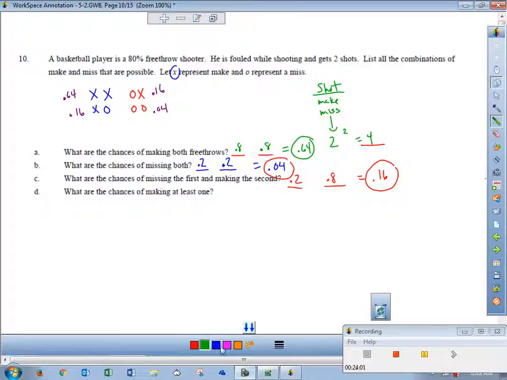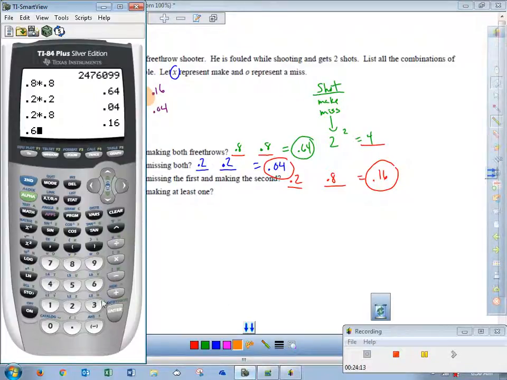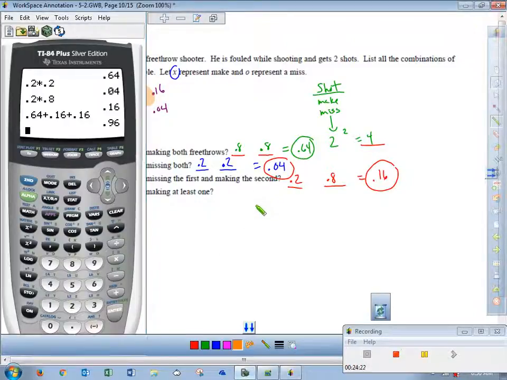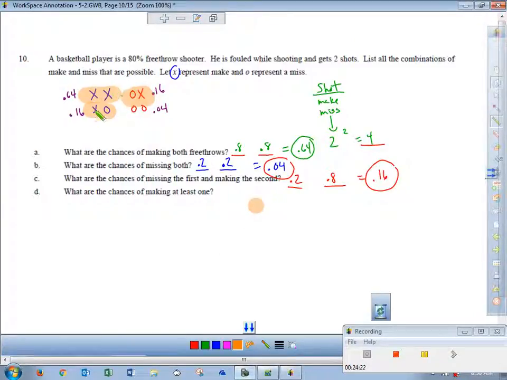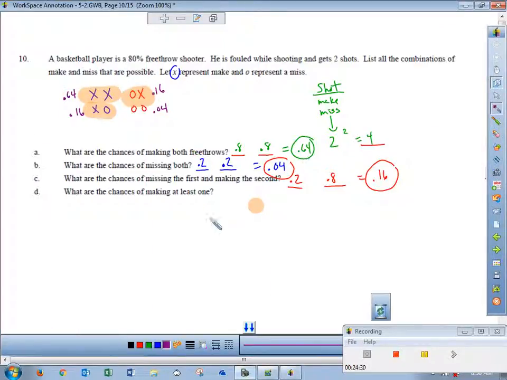So then you could figure out, all right, if he makes at least one, doesn't that work? Right? He made at least one. He actually made both of them. Doesn't this work? He makes at least one. And doesn't this work? He made at least one. So you could add all those up. You could add 0.64 plus 0.16 plus 0.16. The reason why you're adding is because that's like an or statement. He could either make them both, or he could make the first one and miss the second one, or he could miss the first one and make the second one. So that all adds up to be 0.96. So that is our answer.